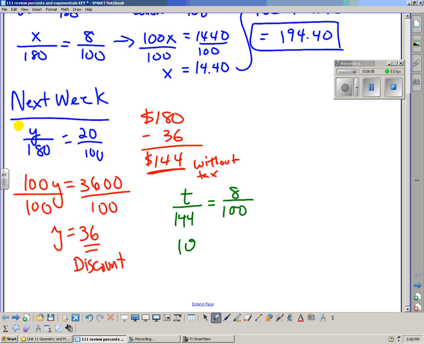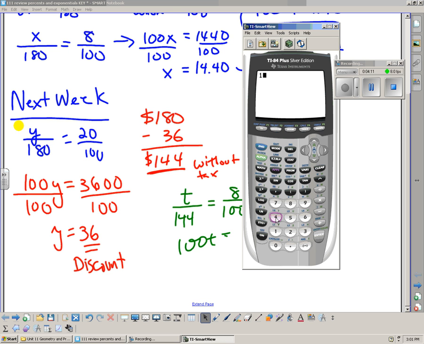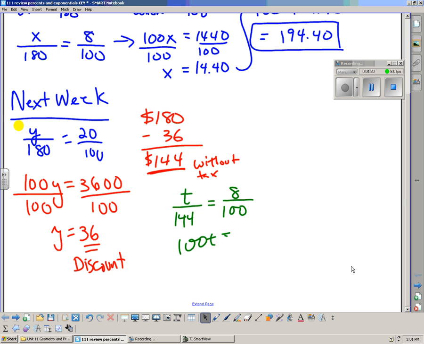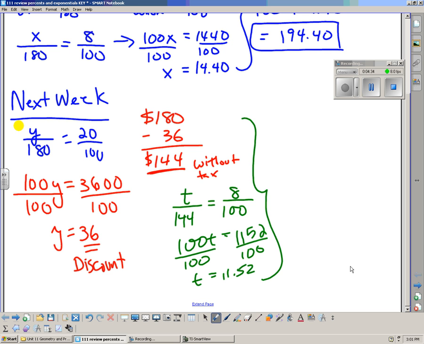So if I cross multiply, I get 100t equals 144 times 8. We get 1152. And divide by 100. And that t is 11.52. That's my tax. So to get the total price, I want to do 144 plus 11.52, which comes out to 155.52. That's how much Danielle would pay if she waits till next week.